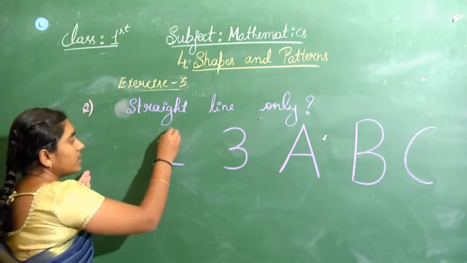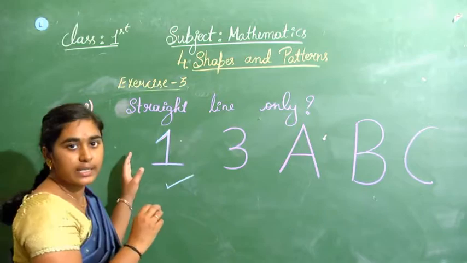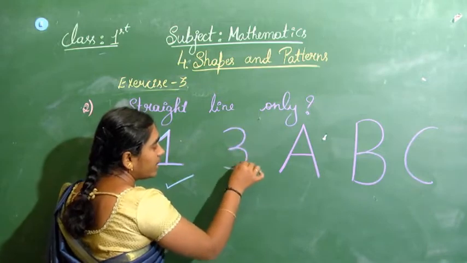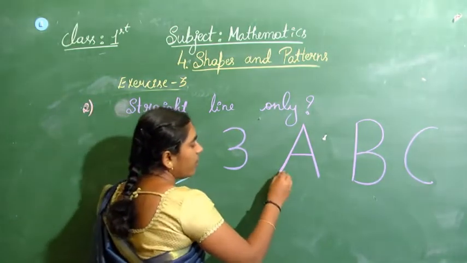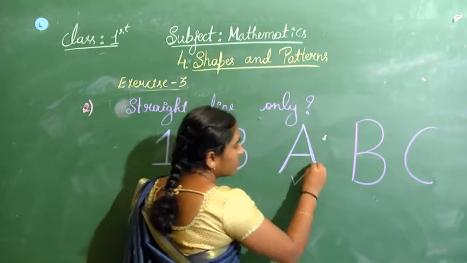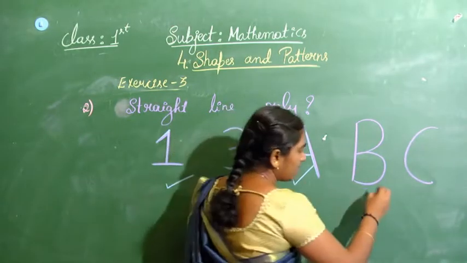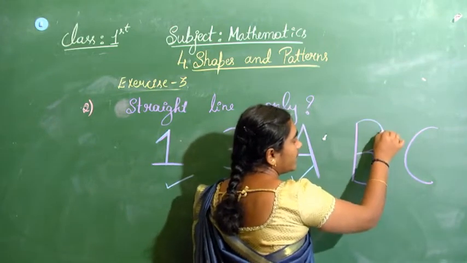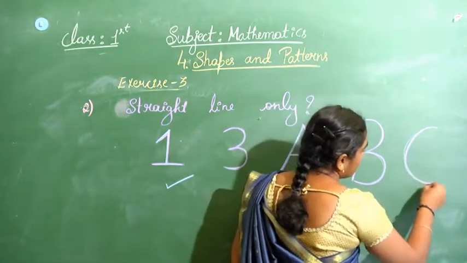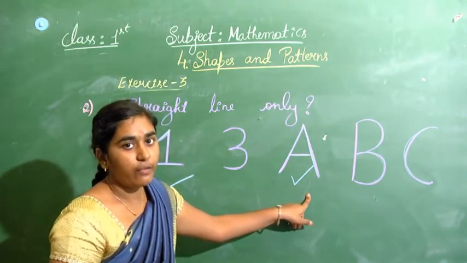If you observe first one, is this a straight line? Yes. Here only straight lines are there, no curved lines. And 3, you can observe you have a curved line. So don't tick. Now alphabet A, this is a slanting and this is sleeping. So this is made up of only straight lines. Now B, yes, it is not made up of only straight. You can see here these two are the curved lines. And this one, yes, of course, that is also made up of curved ones. Only 1 and A are made up of straight lines.